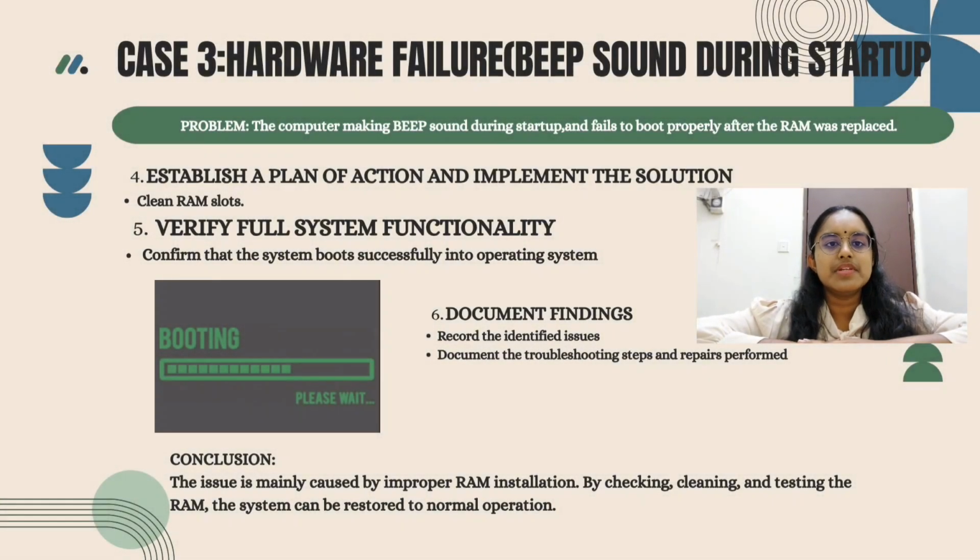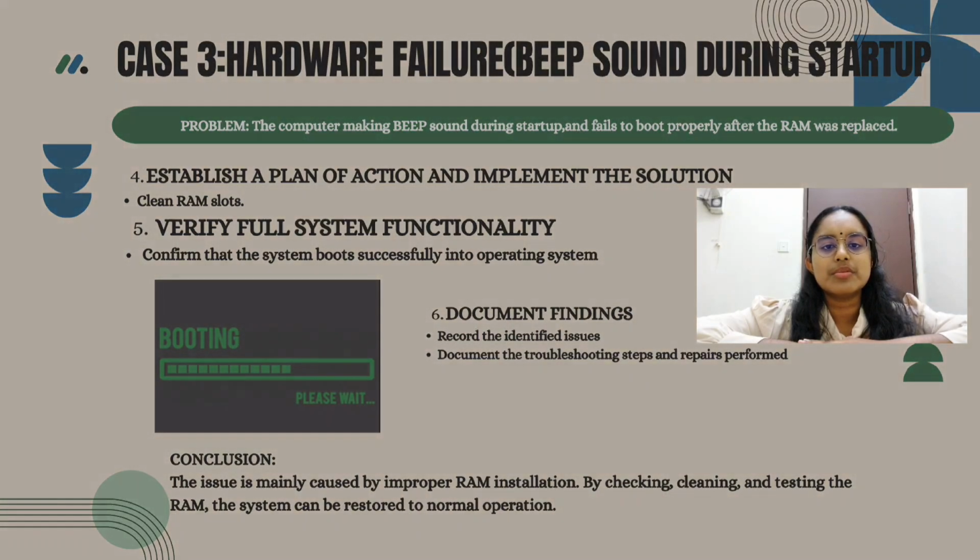Fourth step is establish a plan of action and implement the solution. Clean RAM slots. And the fifth step is verify full system functionality by confirming that the system boots successfully into the operating system. And the last step is document findings. It is to record the identified issues and document the troubleshooting steps and repairs performed. Followed by the conclusion, the issue is mainly caused by improper RAM installation. By checking, cleaning and testing, the system can be restored to normal operation.